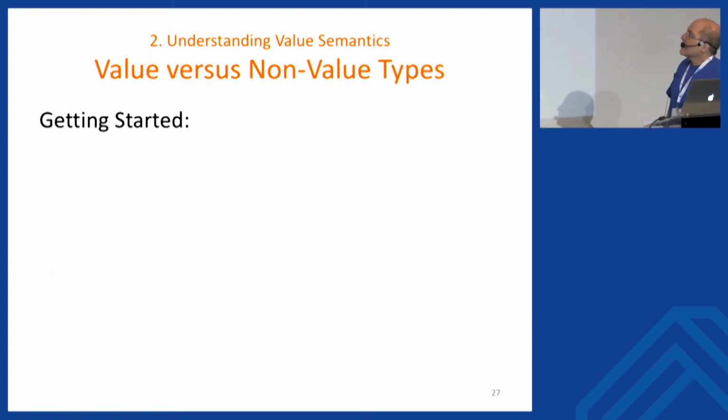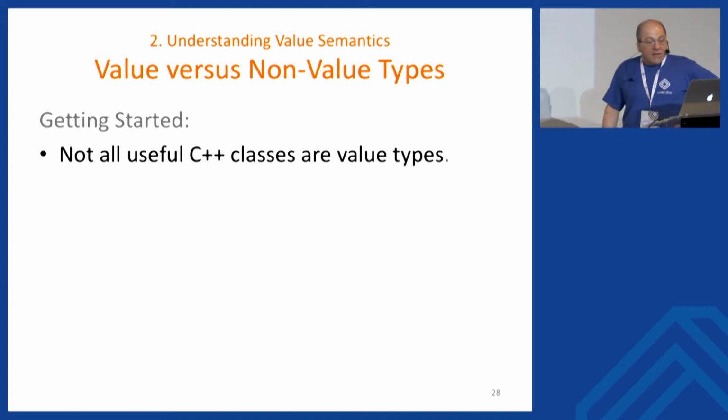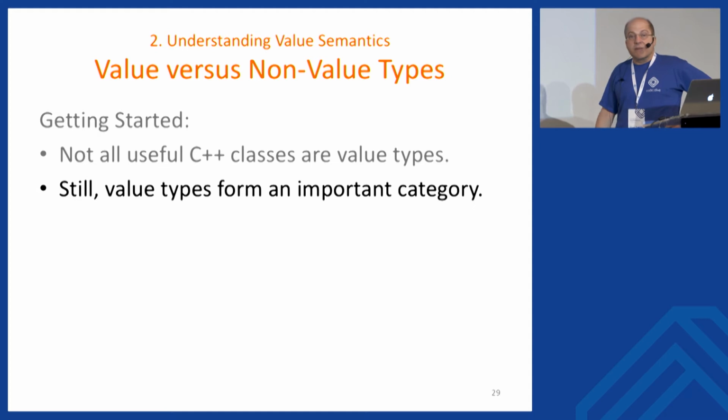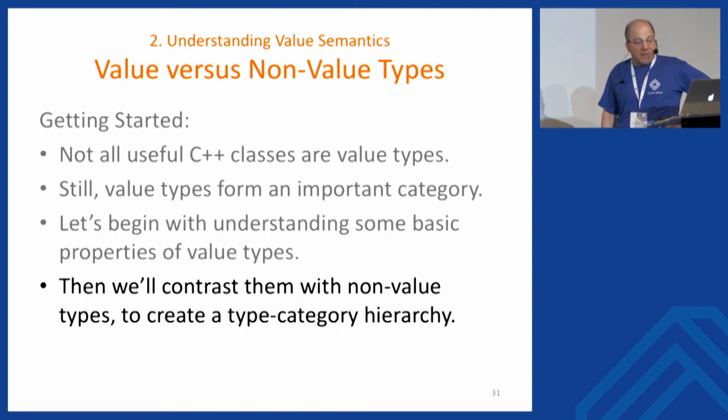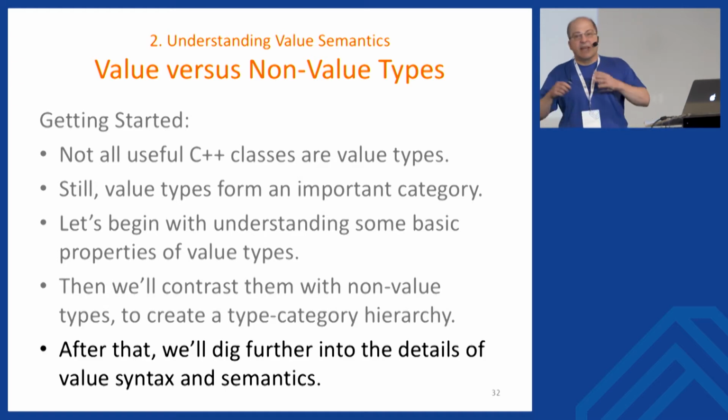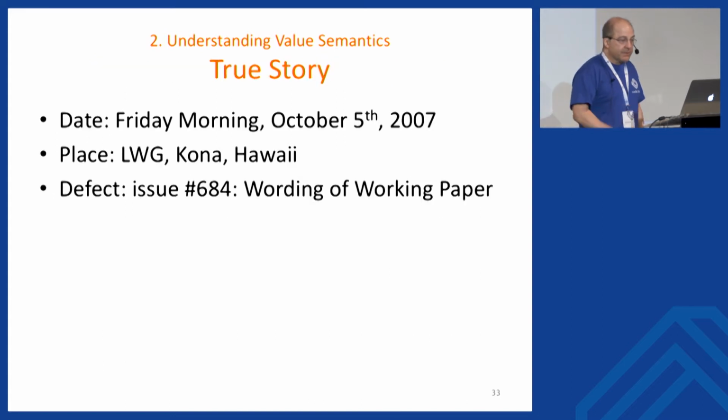Okay, so getting started. Not all useful C++ classes are value types. Still, it's a very important category. We're going to begin by understanding some basic properties of value types. Then we'll contrast them with some non-value types and create a little class category hierarchy. Then we'll get to the summary, and then we're going to look at a couple of examples.